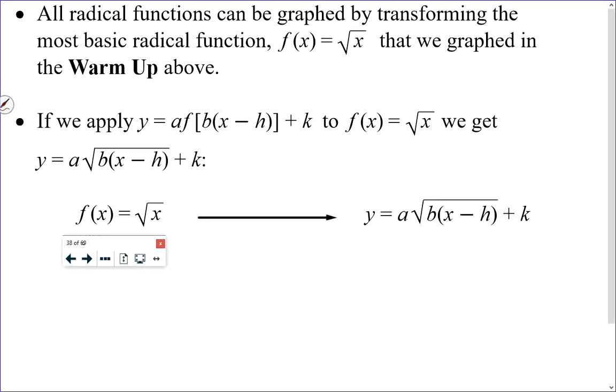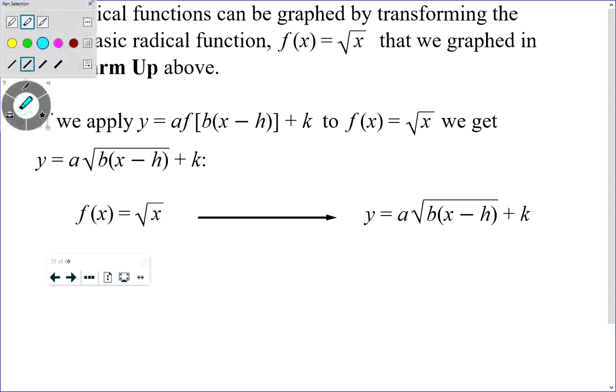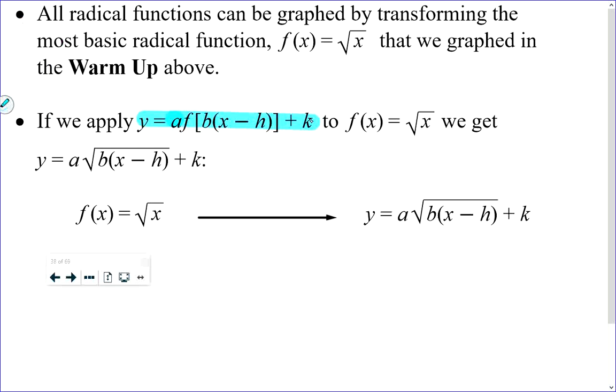If you apply the template, here's the template that we've been learning about gradually from the beginning, and we concluded our exploration or learning about this yesterday when we said we could combine everything, or the day before when we said we could combine everything. If you apply that template to f of x equals root x, you get y equals a root of b times x minus h end root plus k. I want to explain why you get that.